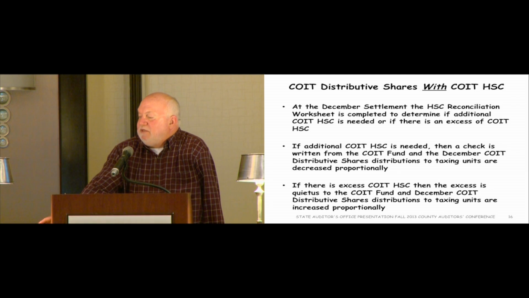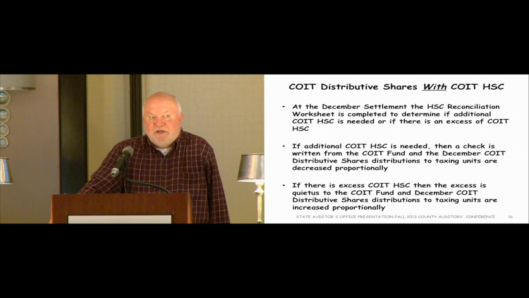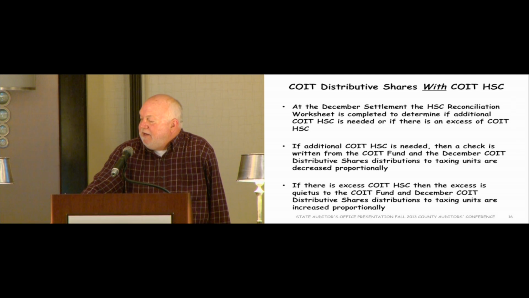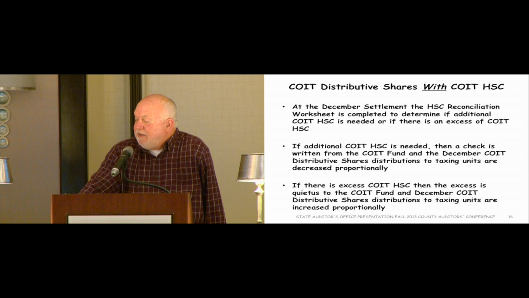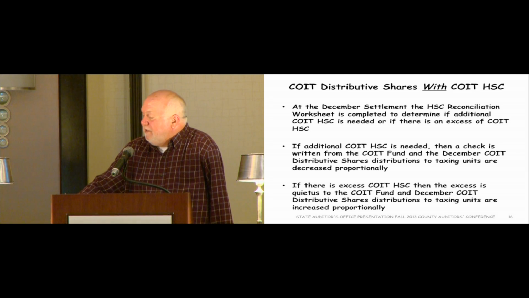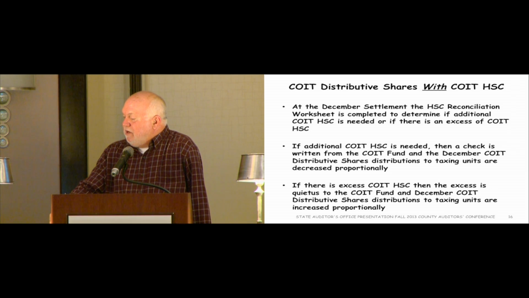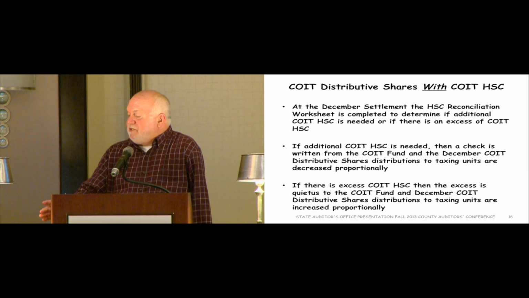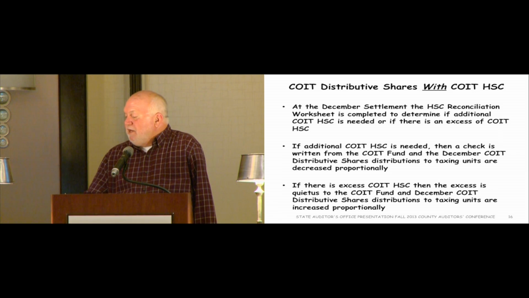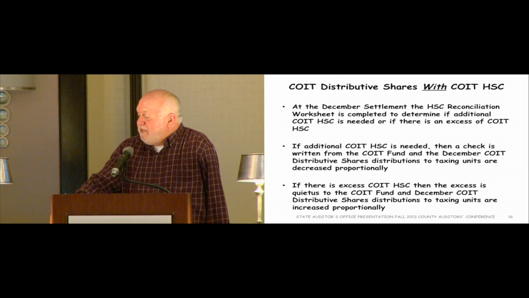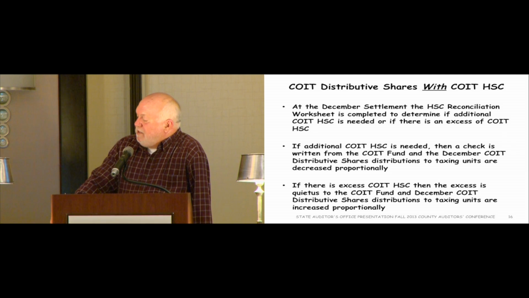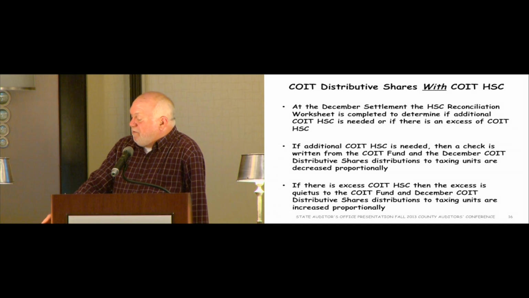Then at the December settlement, the homestead reconciliation worksheet is completed to determine if you need additional COA homestead. And if you need additional COA homestead, then a check is written from the COA fund, and the December COA distributive shares adjustments to taxing units are decreased proportionally. And then if there is excess COA homestead, then that excess is quietus to the COA fund, and those COA distributive shares distributions to the taxing units are increased proportionally.